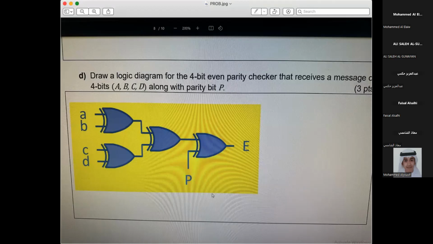Doctor, what about if it's odd parity? If it is odd, then use what we call XNOR. Even parity XOR and odd parity XNOR. As simple as that. But if you want to use the XNOR, you use XOR and then place the bubble at the end. You don't need to use XNOR at every step.